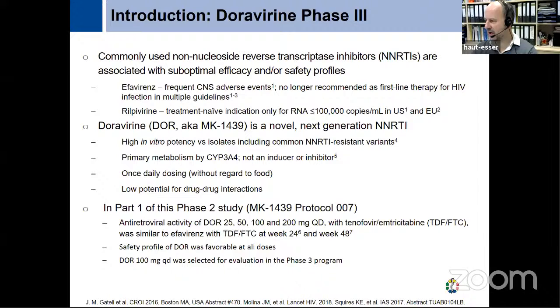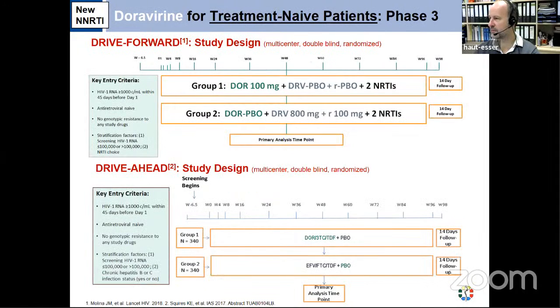You see what I have told already: from the phase 1 and 2 trials, they decide to use Doravirine 100 milligram QD every day and start with this in the phase 3 program. The big studies for the phase 3 program are the DRIVE-FORWARD study and the DRIVE-AHEAD study.